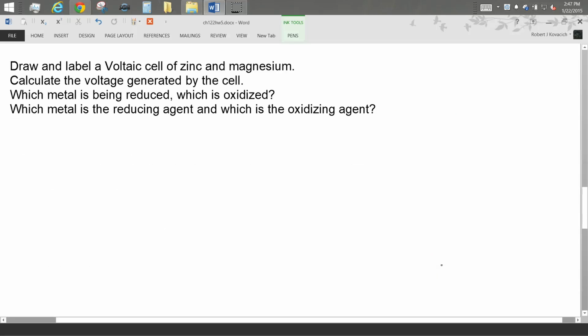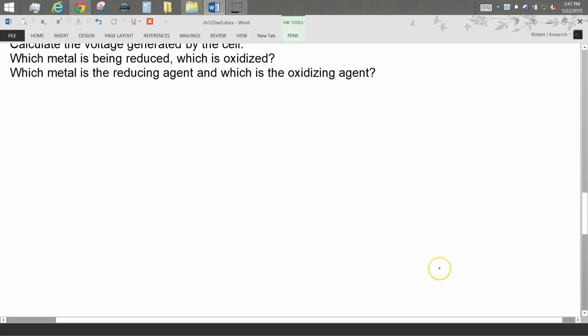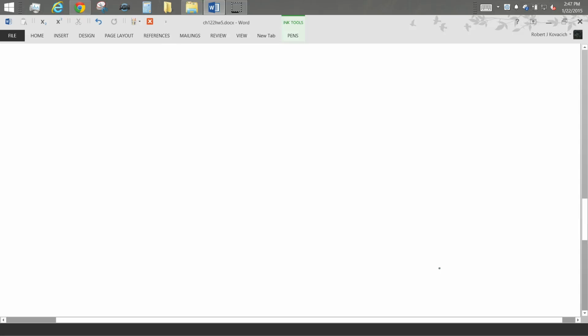All right, we're going to draw a cell with magnesium and zinc and calculate its voltage and determine redox. Okay. I'm sorry, what was it? And zinc? Okay.